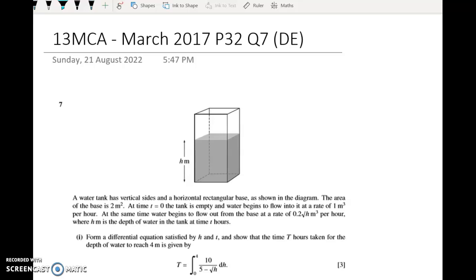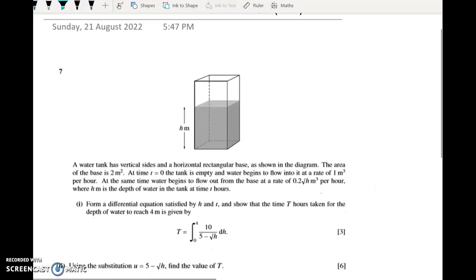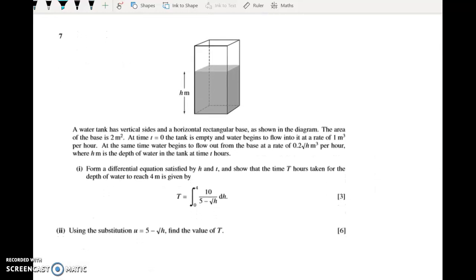Kia ora, Year 12. This is what I think is quite a tricky DE question from the March 2017 paper, and it's one of the ones I gave out in class on Thursday. So we're just going to read through it first and see what we're being asked to do. It's got two parts, and I think in some ways this first part is the tricky bit. The good thing about that is that even if you get stuck on it, then you can still get it done.